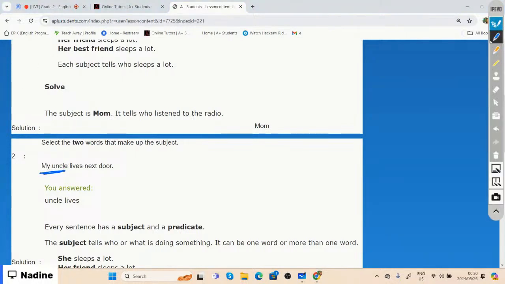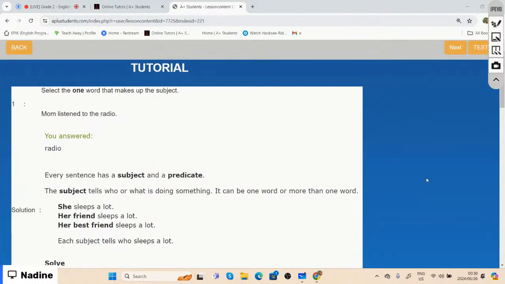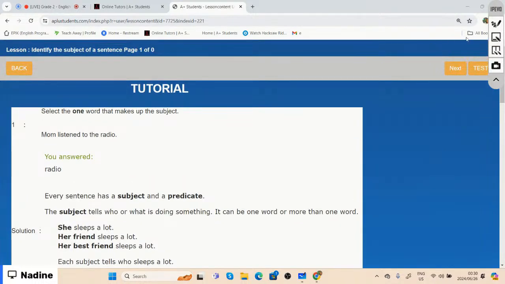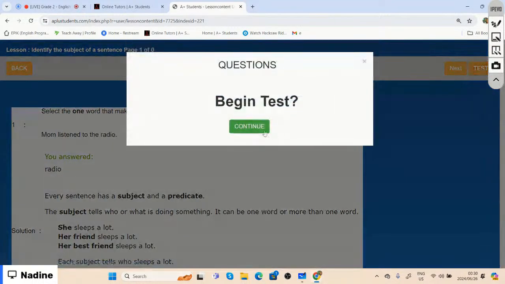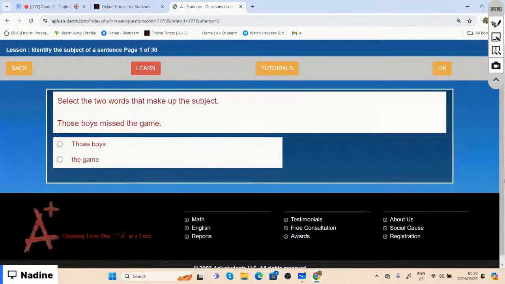That is our two words, right? That is our subject, which is my uncle. All right, so now let's go to our test, where we are going to identify the subject within that sentence. We're going to select two words within that sentence that make up the subject. It says, those boys missed the game.